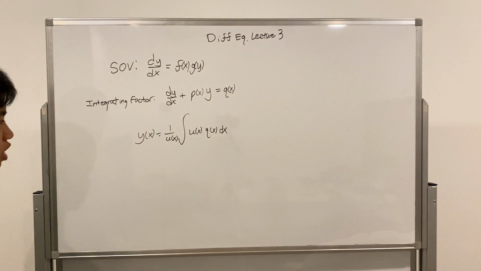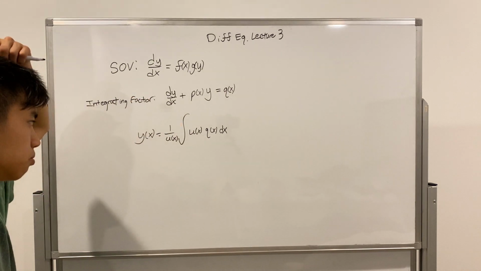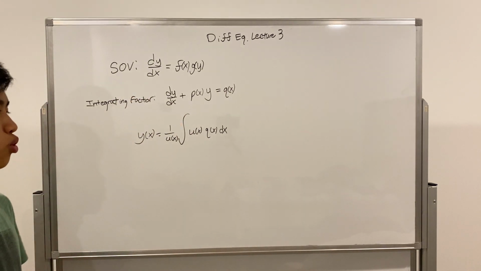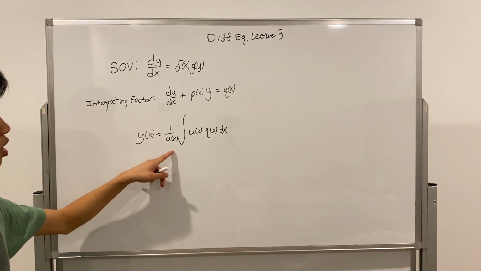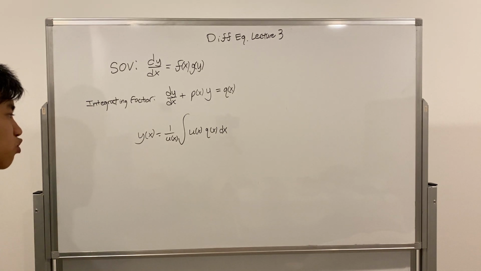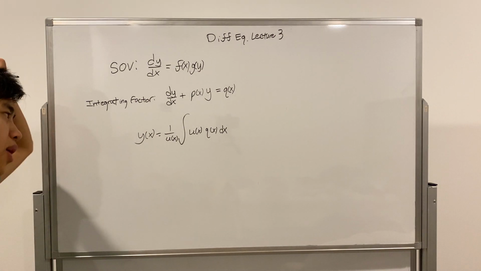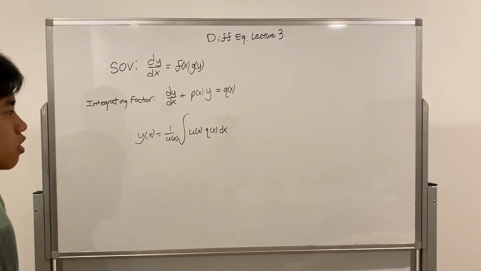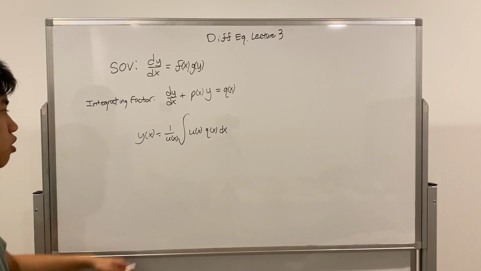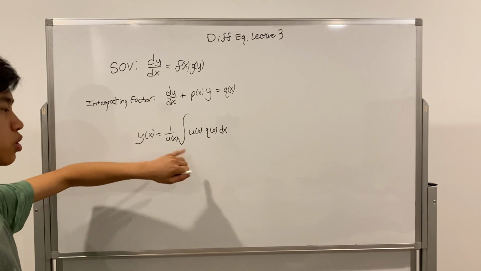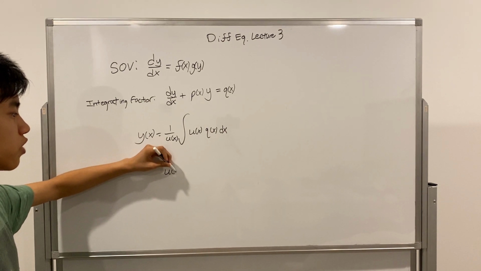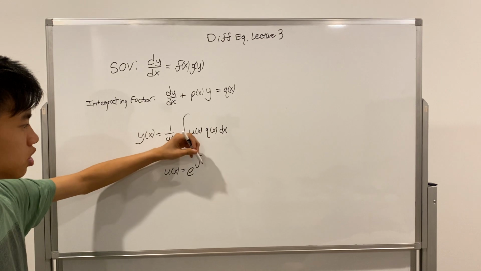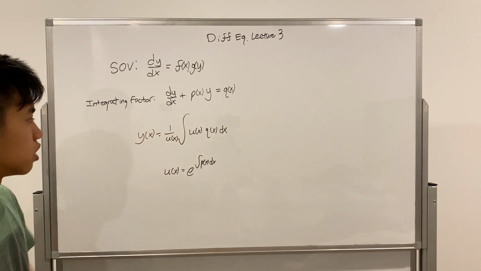I know a lot of people might think this formula will be complicated, and a lot of people in their differential equations class don't want to have to memorize it, so they just derive it on an exam. Because I'm lazy, I just memorize the formula. For brevity, I won't go over the derivation, so we'll just proceed without it. u of x is equal to e to the power of the integral of p of x dx.